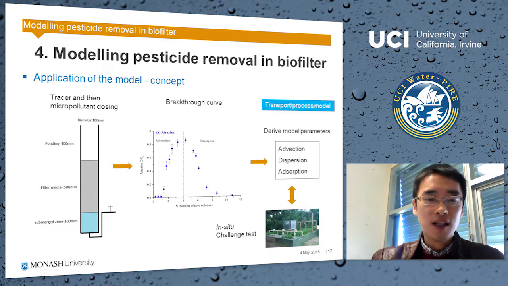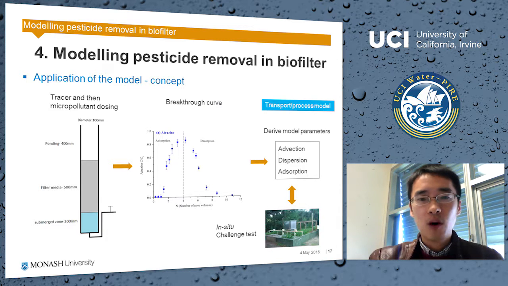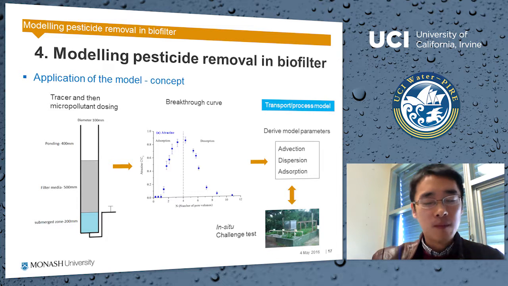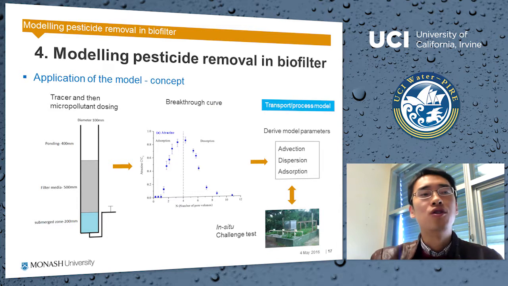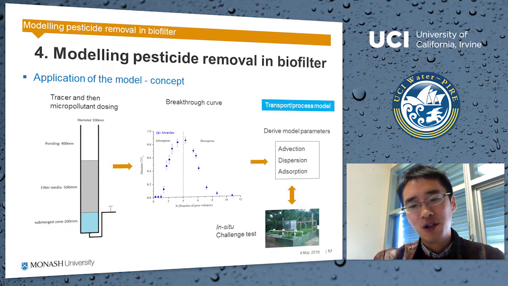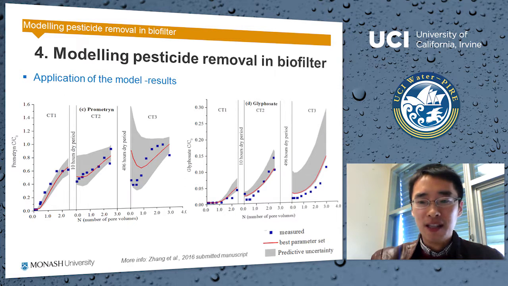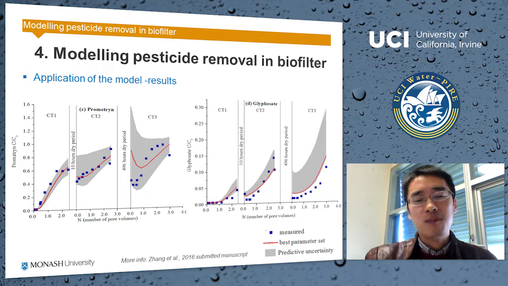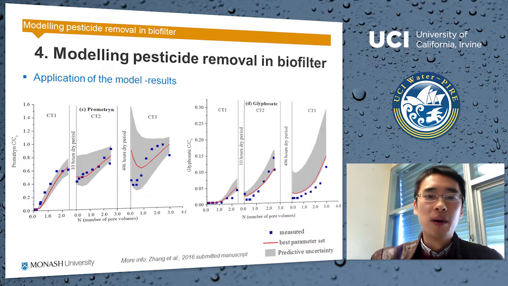And I applied this model to my laboratory column experiment, in slide 17. I used this model to calibrate the parameters using my laboratory breakthrough curve experiment. The calibrated parameters were then used to predict the in-situ challenge test. And in the next slides, I'm showing some good results of the model application.